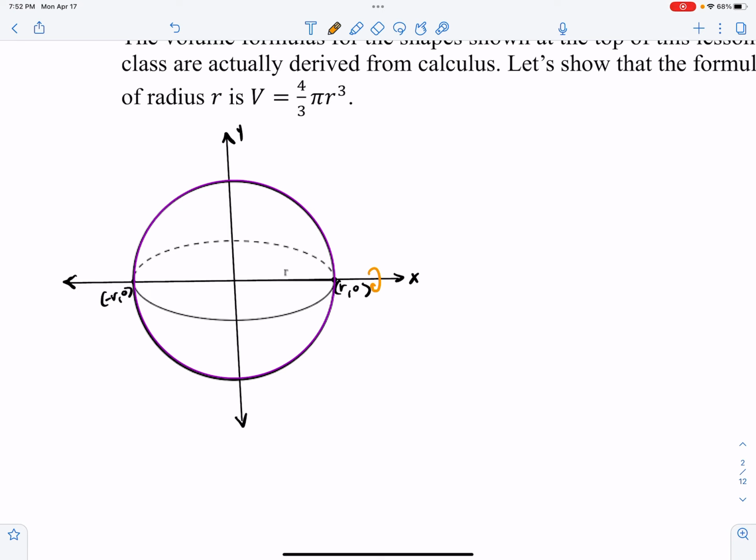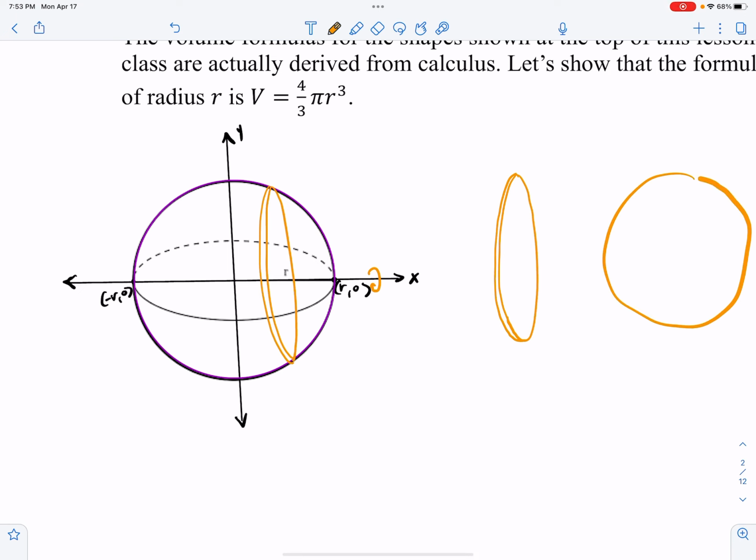We could think about taking a slice of the sphere perpendicular to the x-axis. And if I pull that out, I'm just going to focus on this slice, which is really skinny. And if we were to turn this to the front, right, the front of the slice would be a circle with a radius of r.